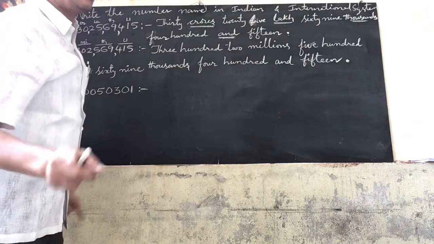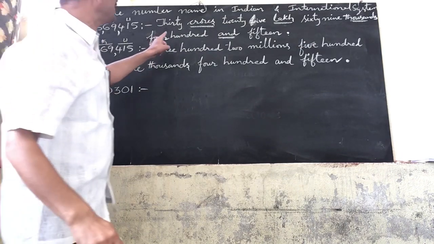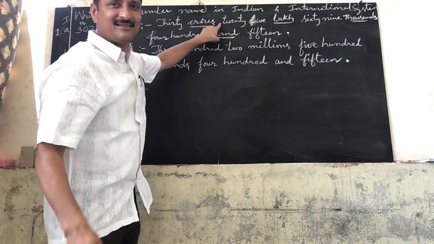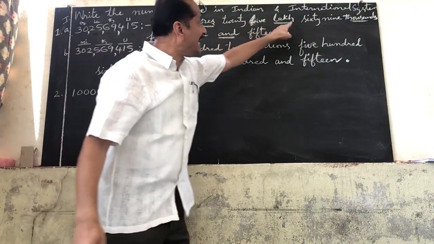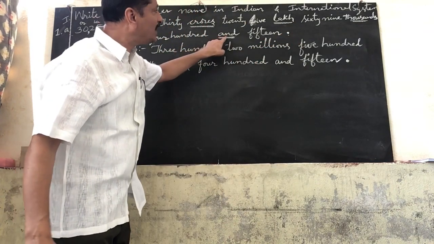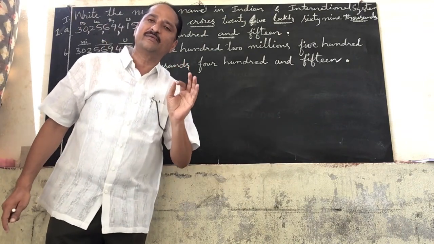But at the beginning of the sentence, don't use 'and' anywhere. For example, somebody will use it like this: 30 crores and, don't use. 25 lakhs and, don't use. You have to use 'and' only at the end. So that is writing a number name in the Indian system of numeration.